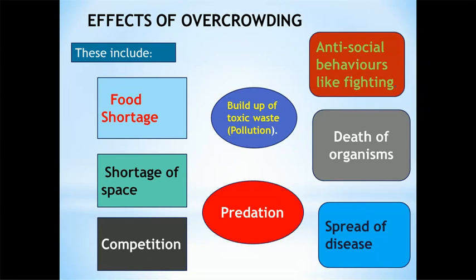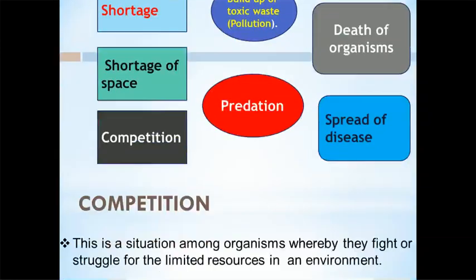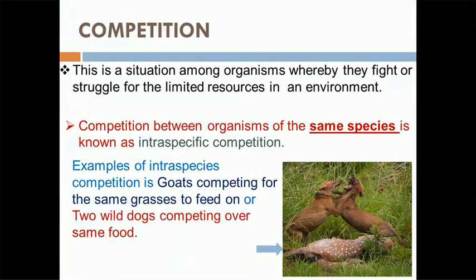So that is predation, and of course the end of all this is that if not controlled, it can lead to death of organisms. So food shortage, shortage of space, spread of disease, all end towards death if overcrowding is not controlled. So let's look at competition itself. Now, what is the meaning of competition? This is a situation among organisms whereby they fight or struggle for the limited resources in an environment.